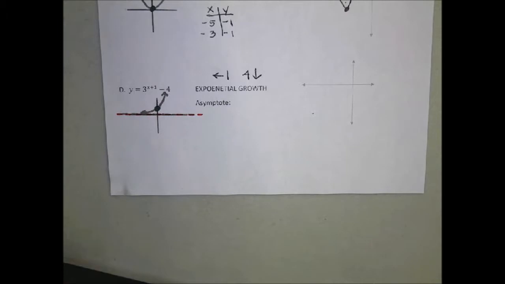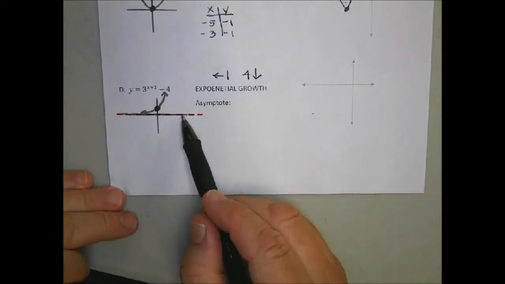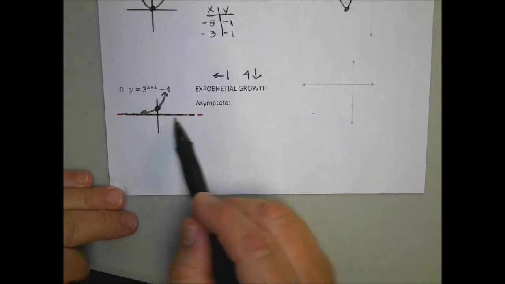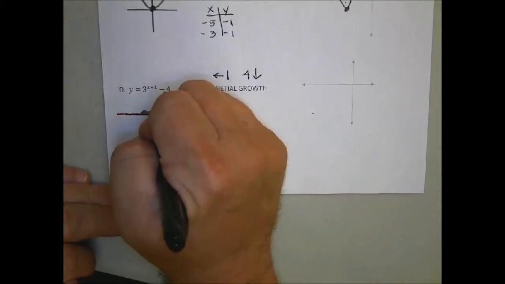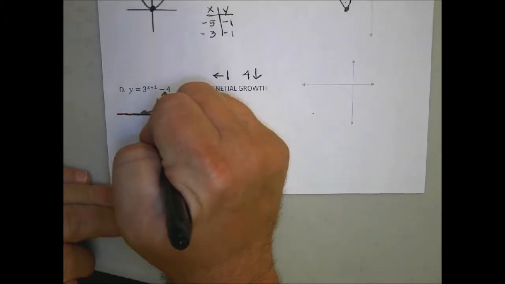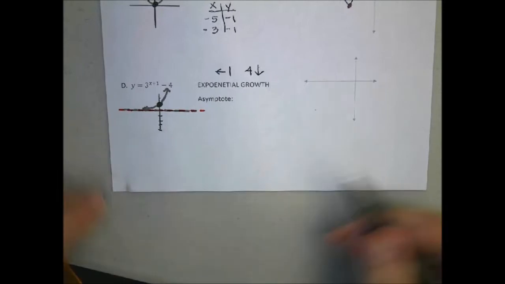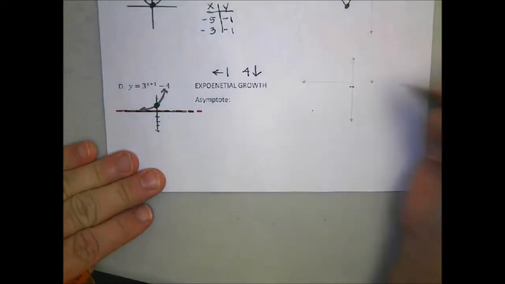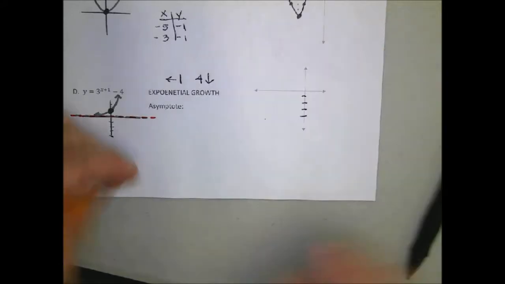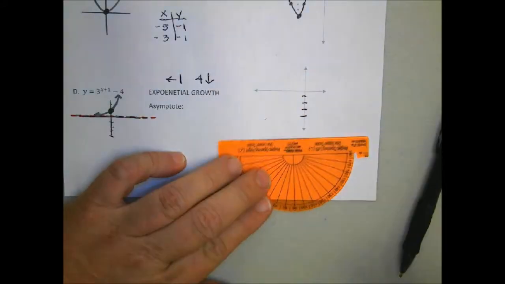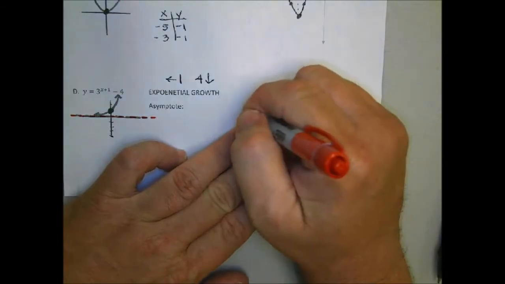Now, when it comes to exponential graphs, there's one other thing that's going to drop 4 also, and that's this asymptote. The asymptote right now is at y equals 0. Well, it's going to drop 4, like that. So this red line is going to end up down here. See, -1, -2, -3, -4. So there's your new asymptote.